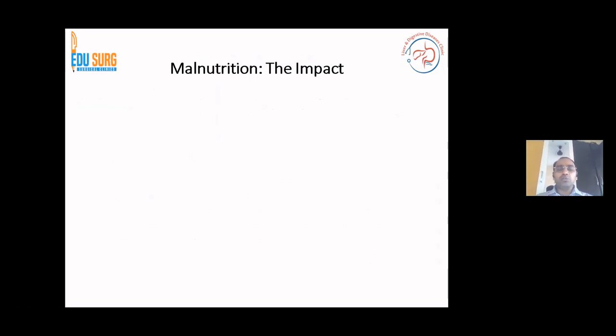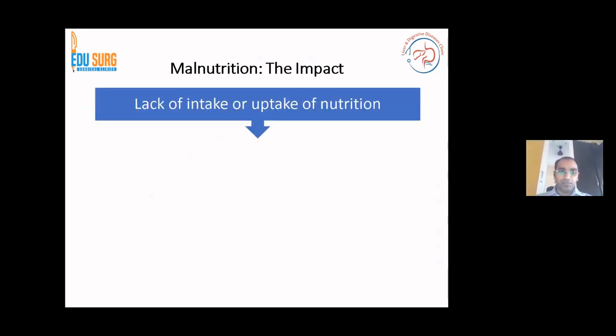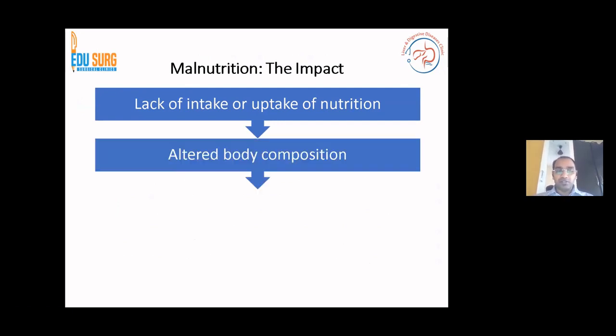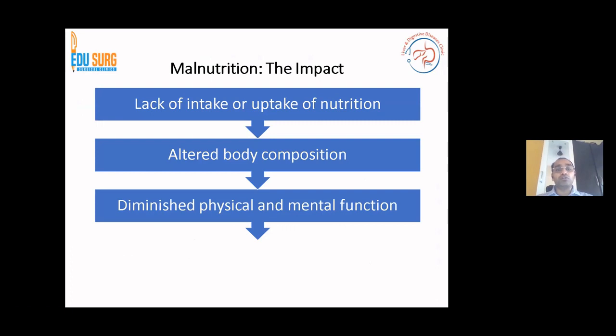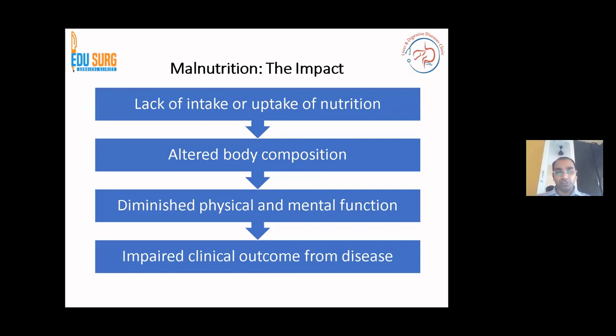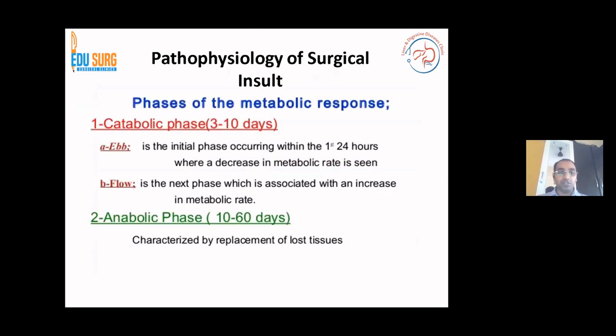So how does malnutrition impact you as a surgeon? Lack of intake or lack of uptake of nutrients due to various diseases leads to altered body composition. Most commonly, your protein levels will go down, your fat percentage will go down, and your skeletal mass will be the major component of your weight. So this leads to diminished physical as well as diminished mental function, and this leads to impaired clinical outcomes from the disease itself. And these patients categorically are poor candidates for the stress of surgery.